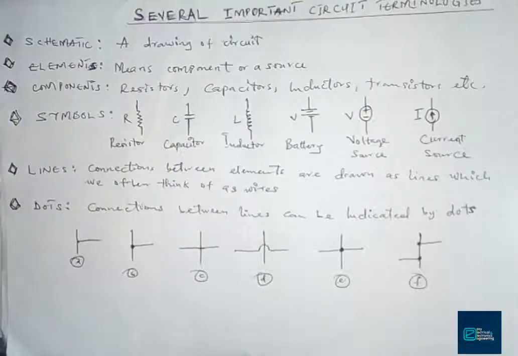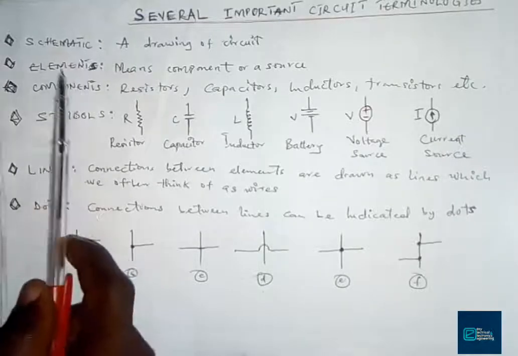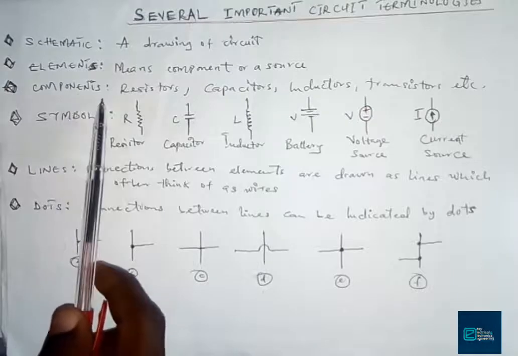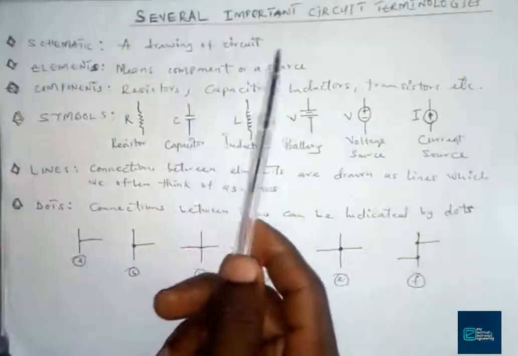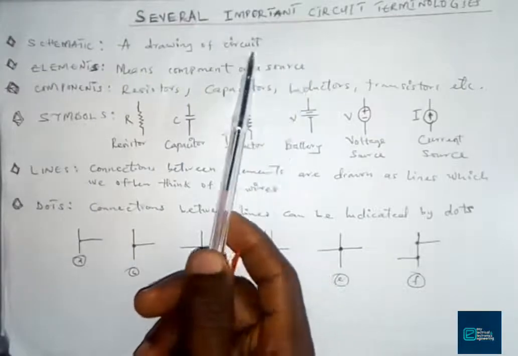Other terminologies we have in circuits are schematics, element, and component. When we're talking about schematics, there are general lines we draw in a circuit. It can be in series, or it can be in parallel.